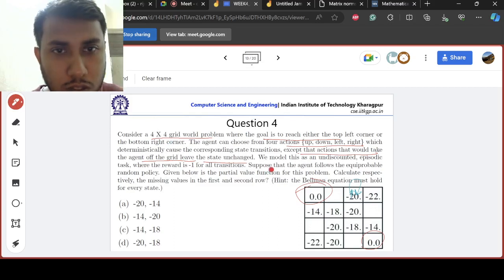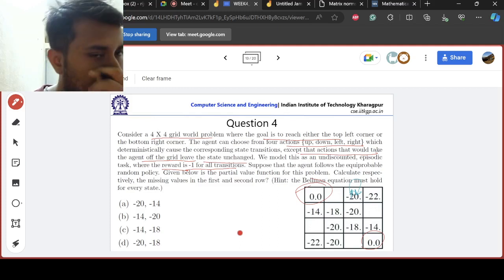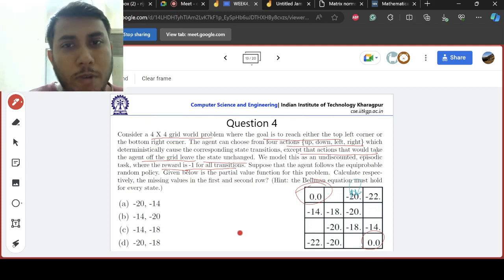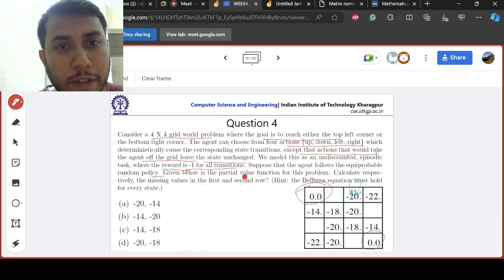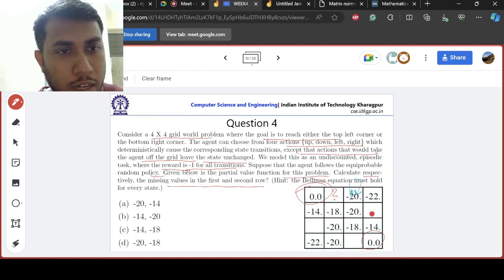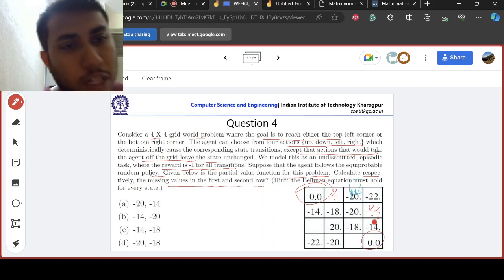And the reward for all transitions is -1. Suppose the agent follows an equiprobable random policy. Given the partial value function of this problem, calculate the missing values in the first and second row. We have to find this one and this one, right? The value functions in this one and this one.